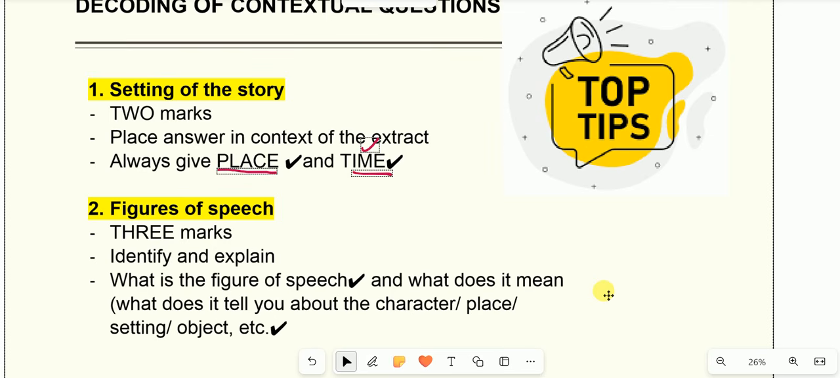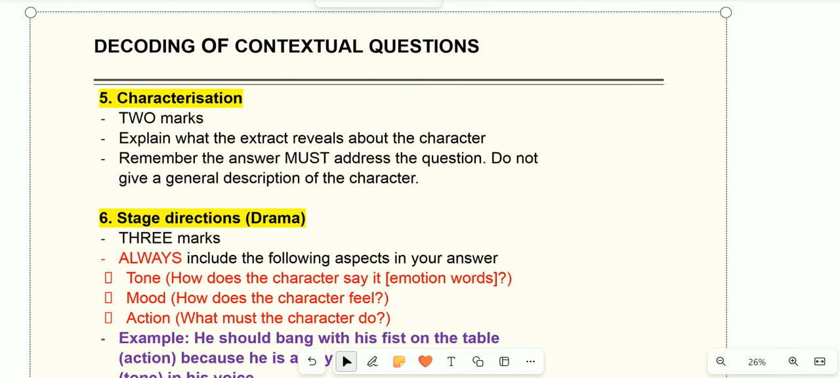So please tomorrow do just these 2 questions based on figures of speech across all the genres. And now we should also expect questions around characterization, which normally is 2 marks. Explain what the extract reveals about the character.